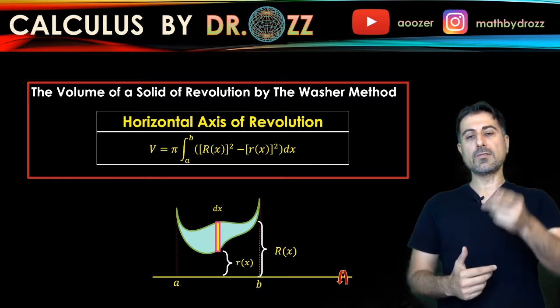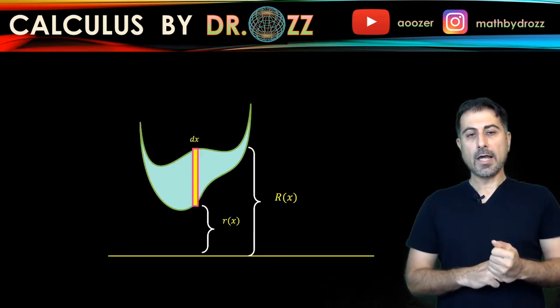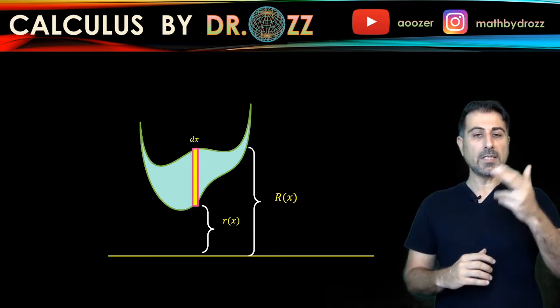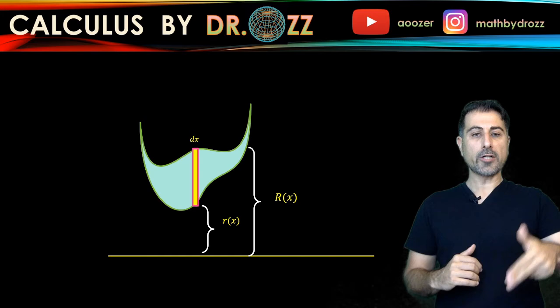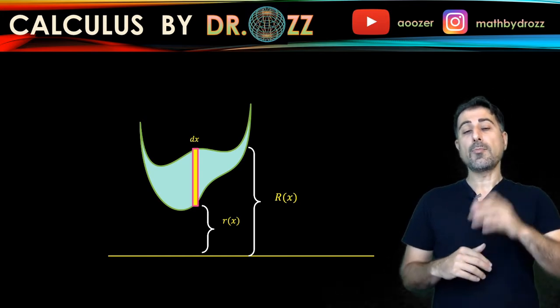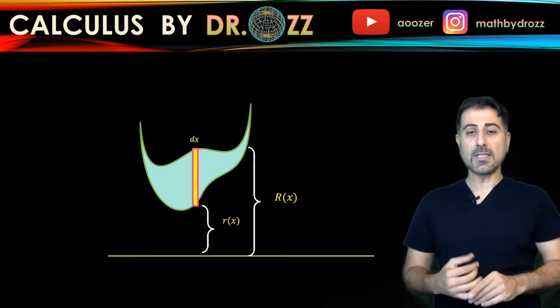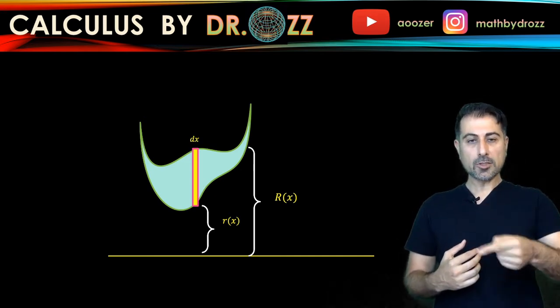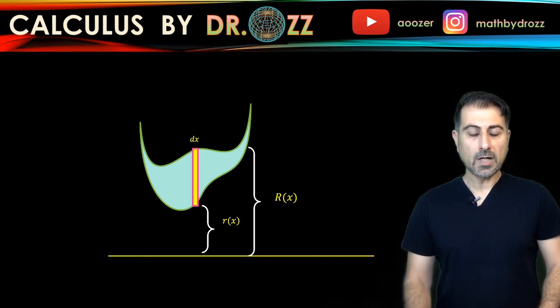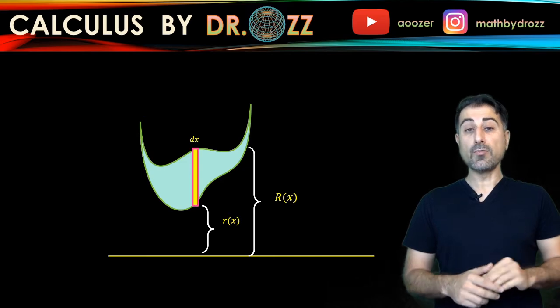As you see, once you revolve it around, you get a washer, and pi times capital R squared times dx is the volume of the outer washer, which is the full washer, no puncturing. If you look at pi times little r squared times dx, that's the volume of the punctured part. The difference of those volumes gives us exactly the volume of the washer.